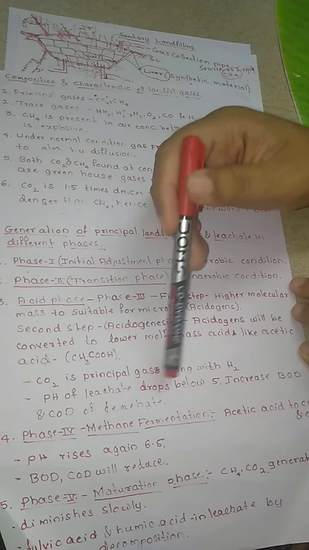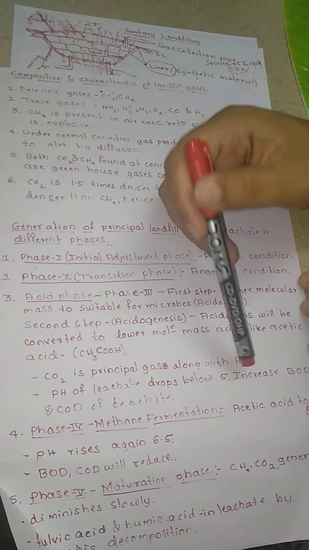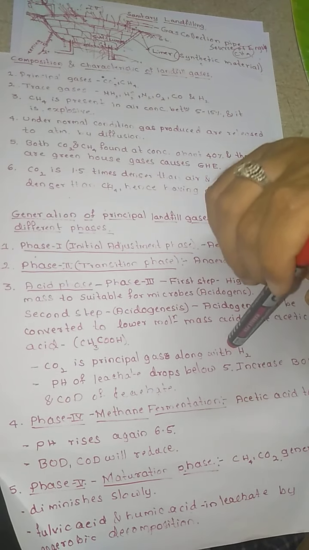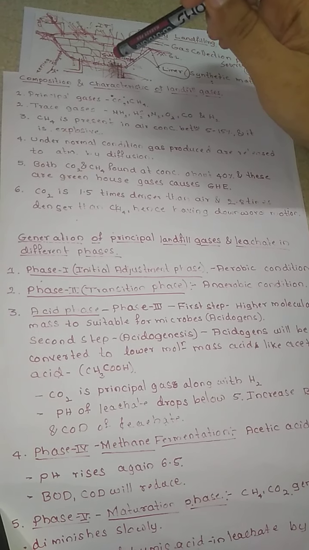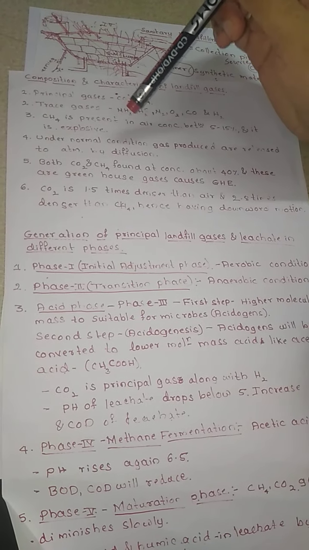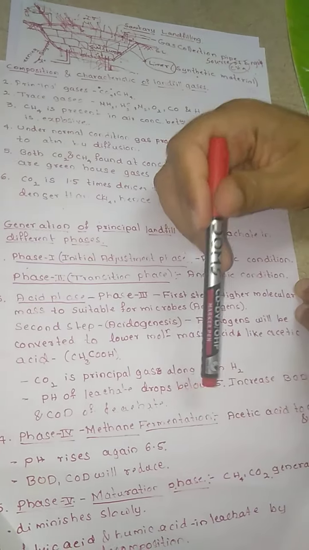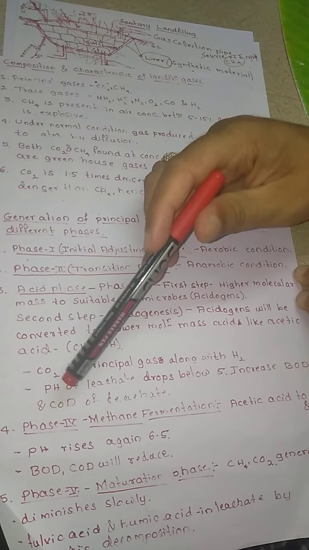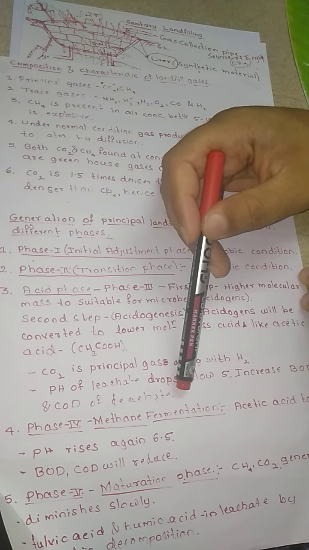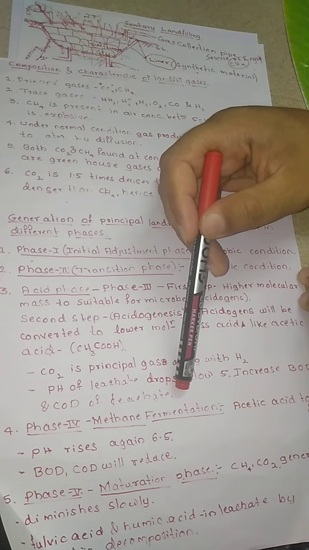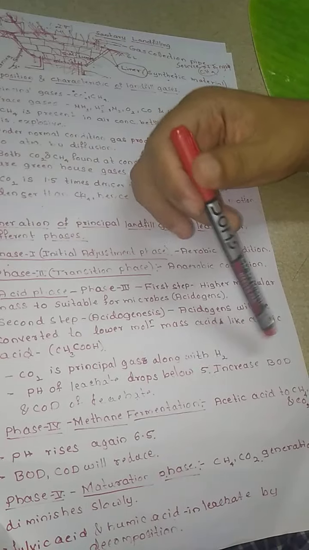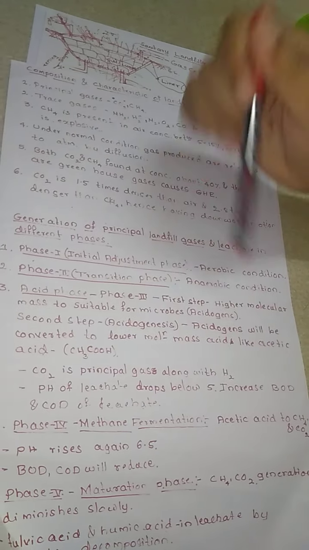Next, the pH of the leachate drops below 5. In this particular acid phase, the pH is going to drop below 5. Regarding leachate, we were speaking about the liquid, right? The liquid pH is going to be reduced below 5. And there is an increase in the BOD and COD of the leachate. This leachate has chemical characteristics. BOD and COD are nothing but chemical characteristics. Both of these are going to increase in your leachate.